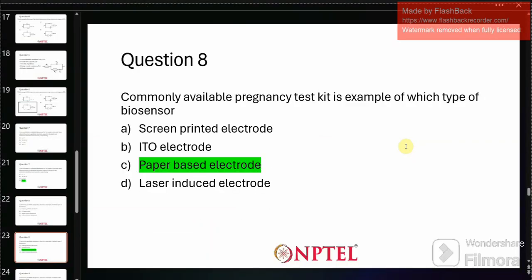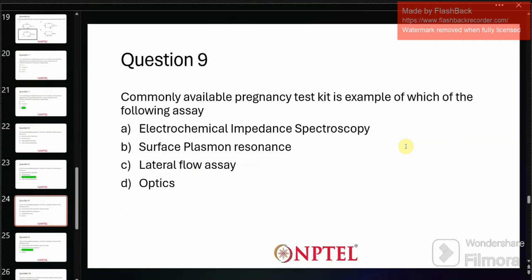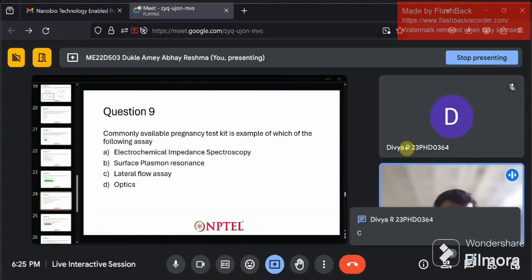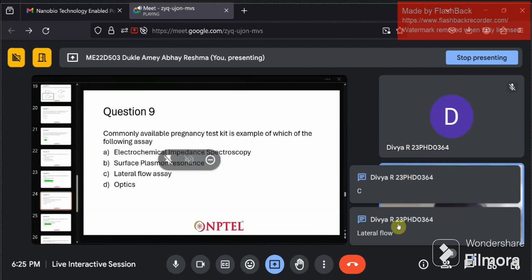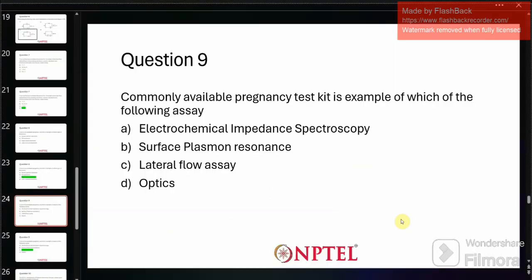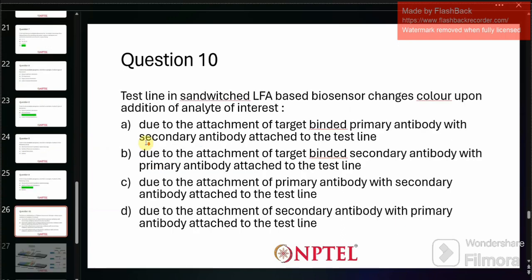Going to the next question. Commonly available pregnancy test kit is an example of which of the following assays? EIS, electrochemical impedance spectroscopy, surface plasmon resonance, lateral flow assay. We have discussed this in many assignments. I guess this is the third time this question is coming. So yeah, it's a lateral flow assay. The flow is happening due to capillary action, so in that case the assay is called a lateral flow assay.